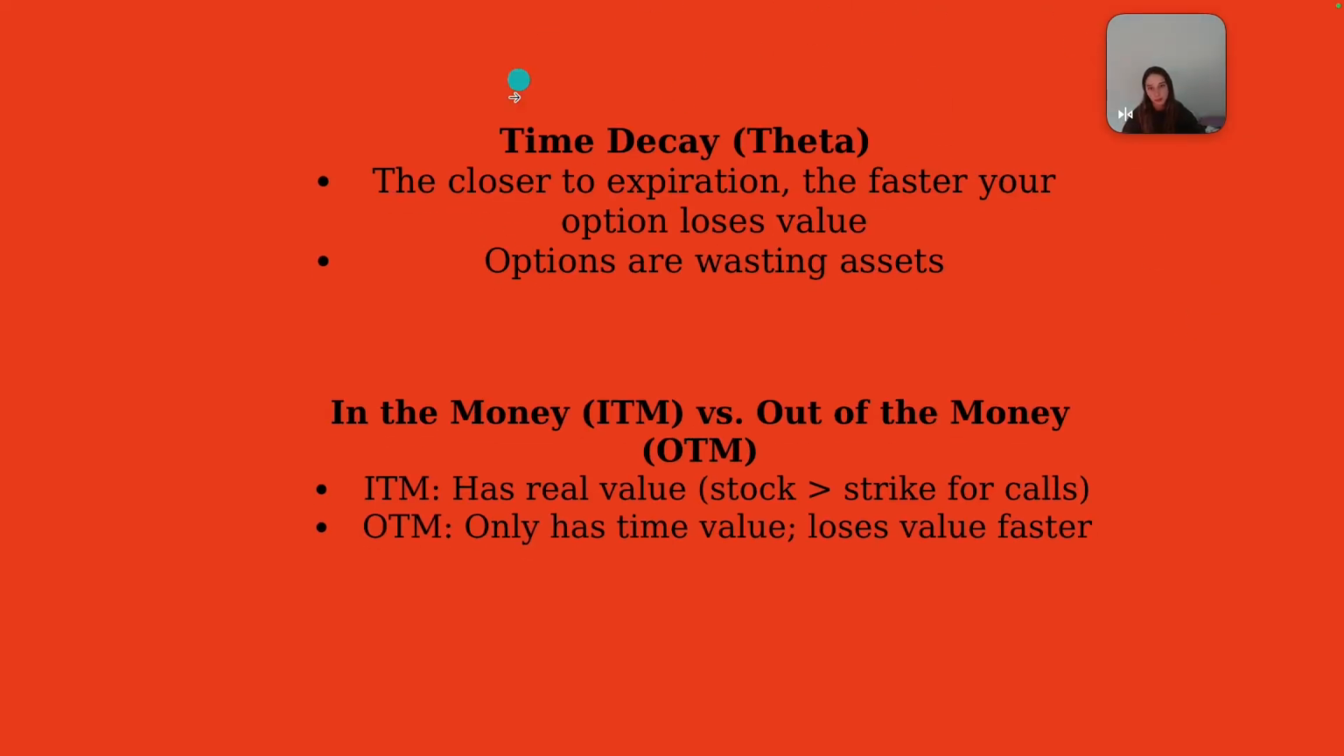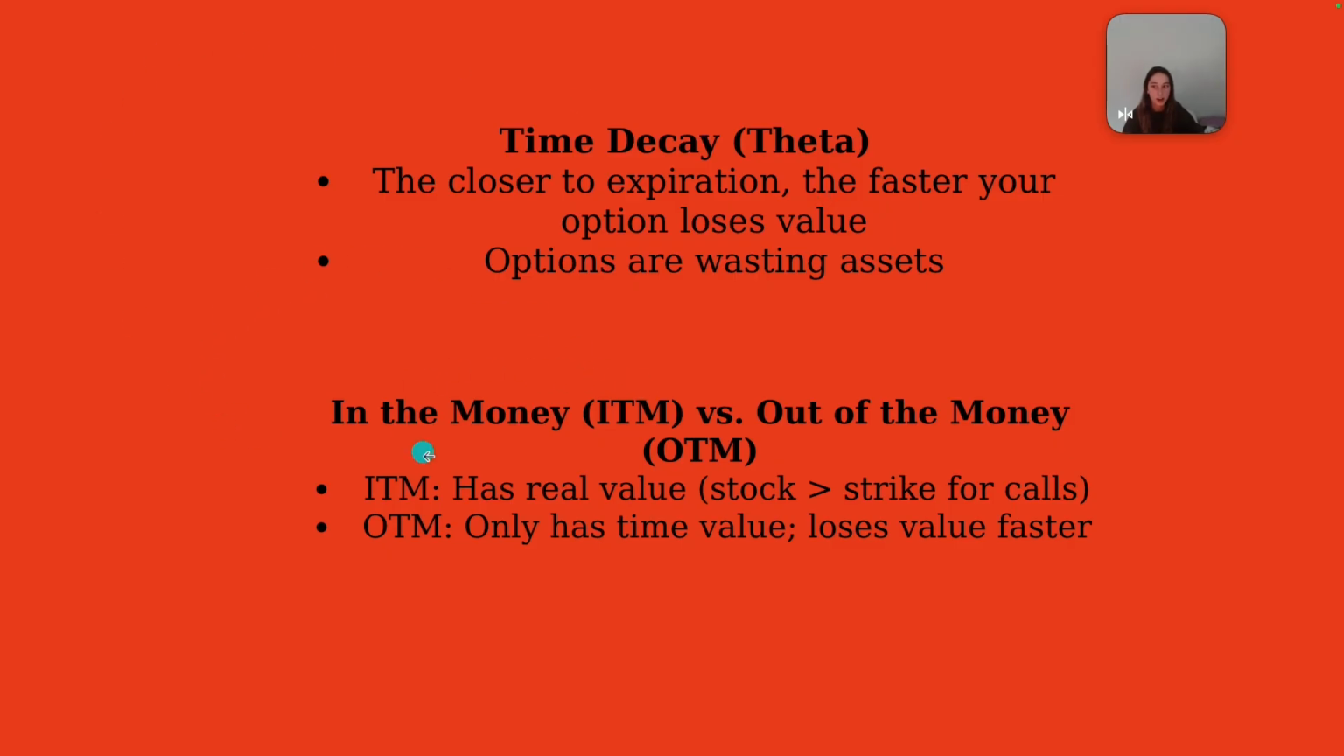So, like I talked about earlier, time decay. This is a Greek, and in a later video, I will go into full explanation of the Greeks. Time decay is called theta. So the closer to expiration, the faster your option contract will lose value because you don't have time on the contract. Options are wasting assets.